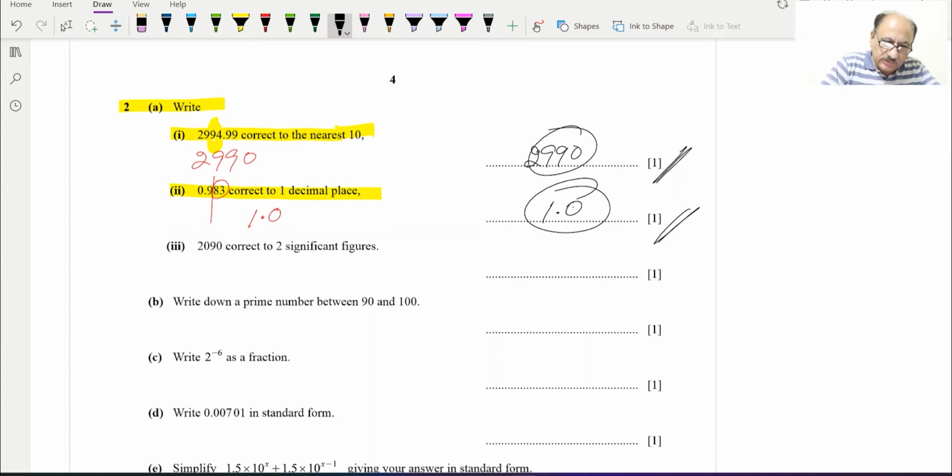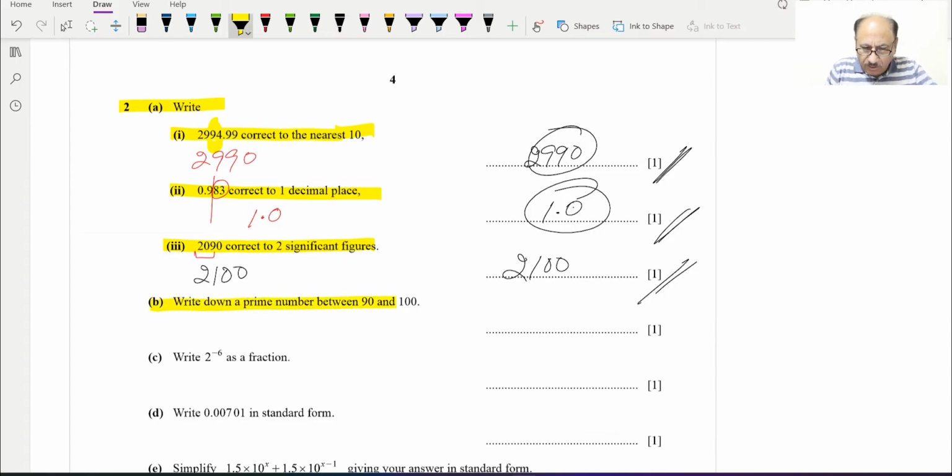Hopefully you got this. Now part 3, 2090 correct to 2 significant figures. So these are 3 significant figures, 209, so we'll be rounding it to 2 significant figures. So 209 can be rounded to 2100, and this will be 2 significant figures. Ending zeros are non-significant. Hopefully you know the significance rule also.